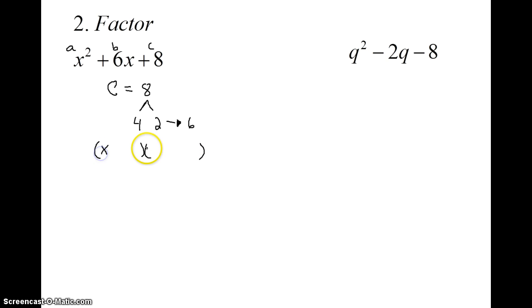So we have an x and an x. Bring down the number, plus 4. Bring down the number, plus 2. And here's the answer.